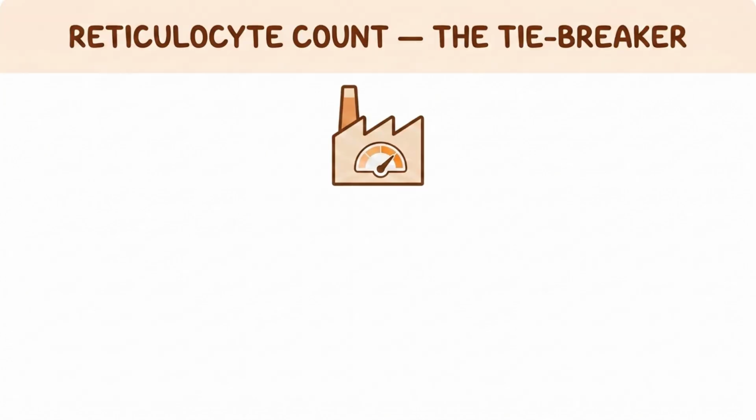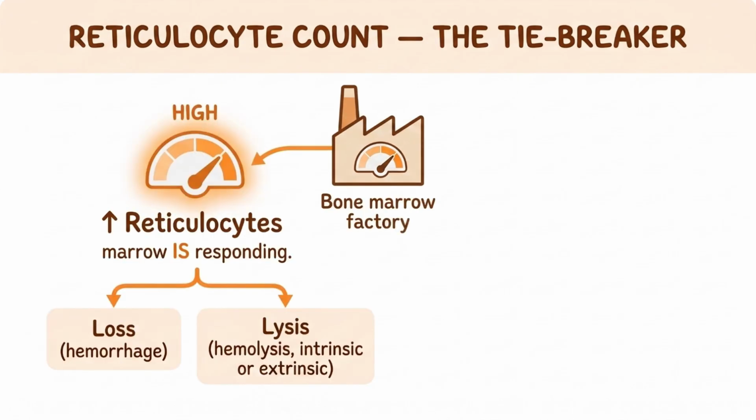But how do we know which one is happening? This is where the reticulocyte count becomes extremely useful. But before that, reticulocytes are immature red blood cells that have recently been released from the bone marrow. So think of the bone marrow as a factory. If RBCs are being lost or destroyed in the periphery, like due to blood loss or hemolytic anemia, the factory is still working. It says, okay, we are losing RBCs, let's make more. So the reticulocyte count increases.